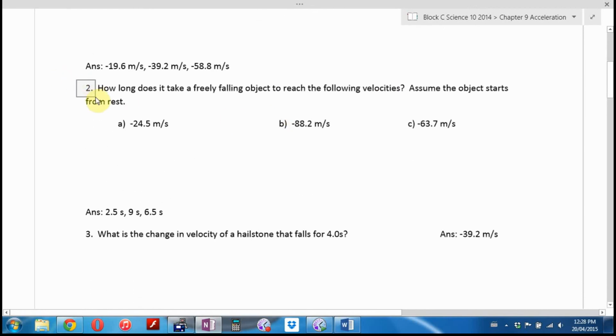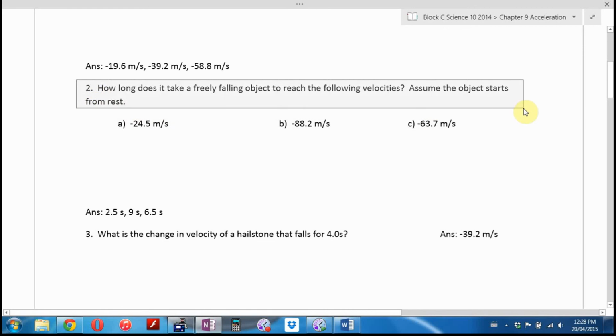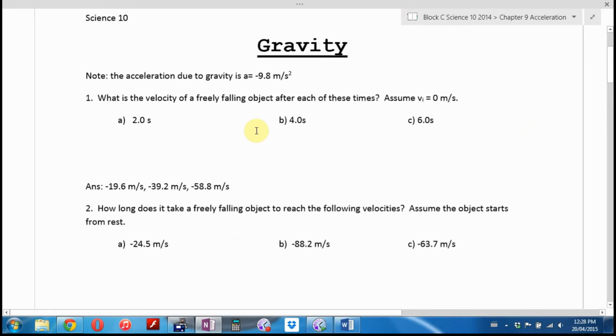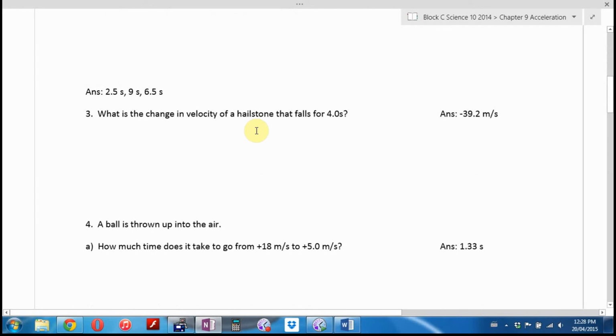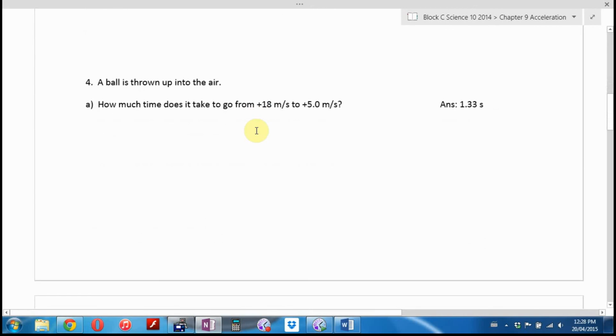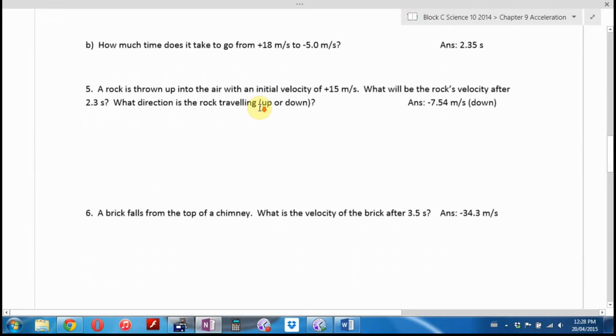Number 2, how long does it take a freely falling object to reach the final velocities? So here, I'm asking you to find time, how long, and I'm giving you the V finals. It's sort of a reverse of question 1. Number 3, what's the change in velocity of a hailstone that falls for 4 seconds? Change in velocity, you can find that on your sheet as well. A ball is thrown up in the air. How much time does it... Oh, 4A is asking you to find time.